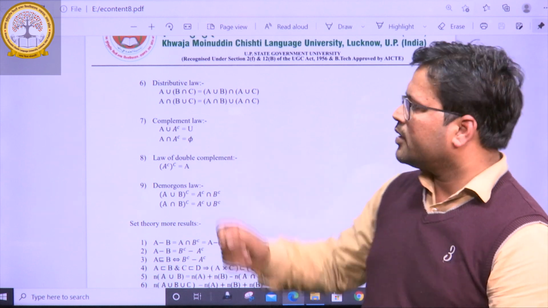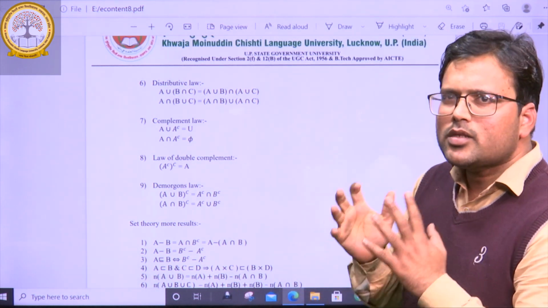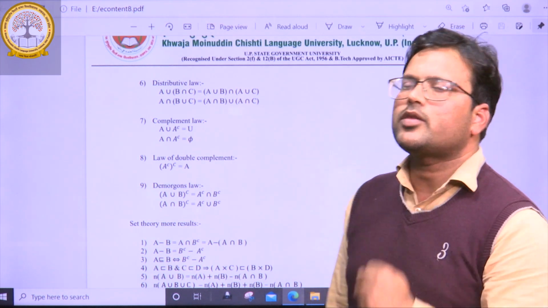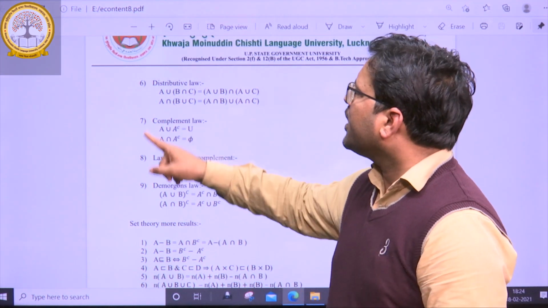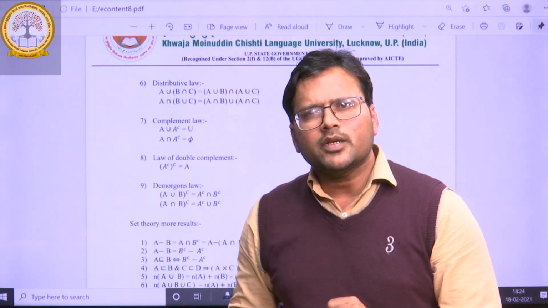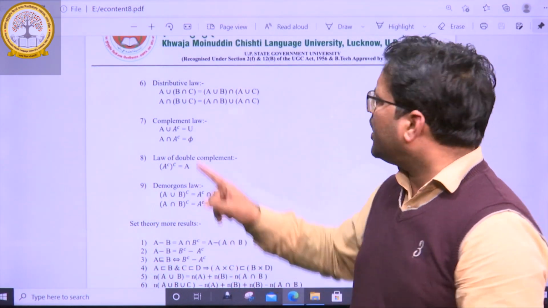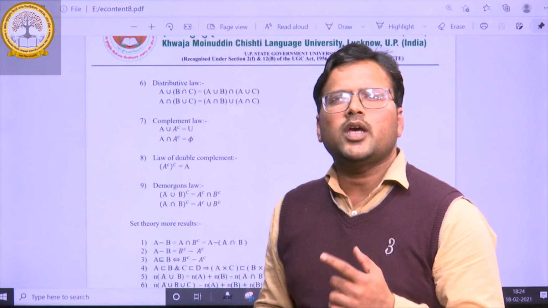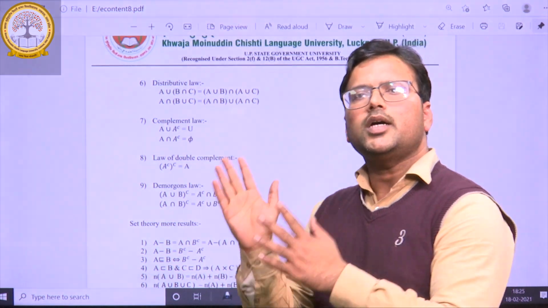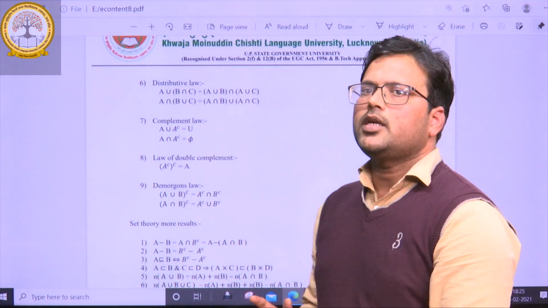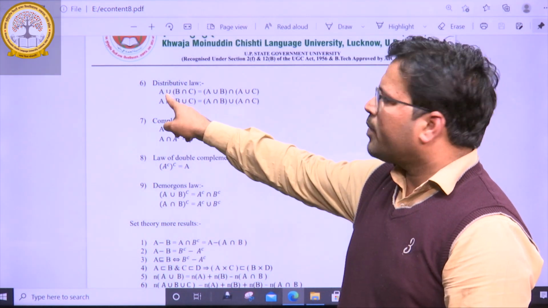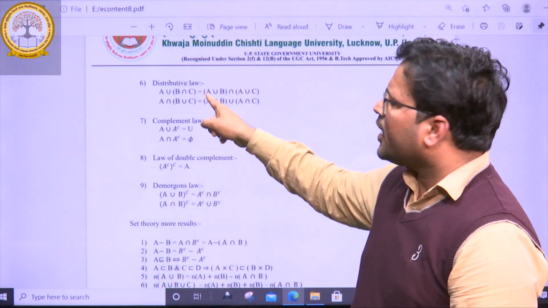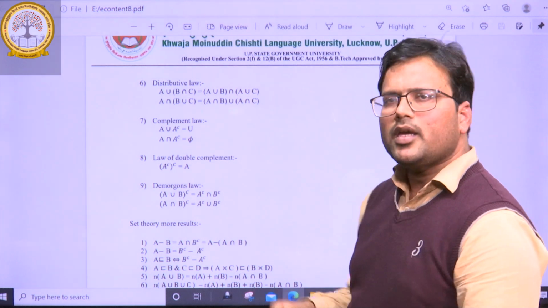Now the next one is the distributive law. In distributive law, suppose we are taking two operations that are union and intersection. Now suppose we are taking A union B intersection C. Then the union operation would distribute on the sets B and C. So the result would be A union B intersection A union C.